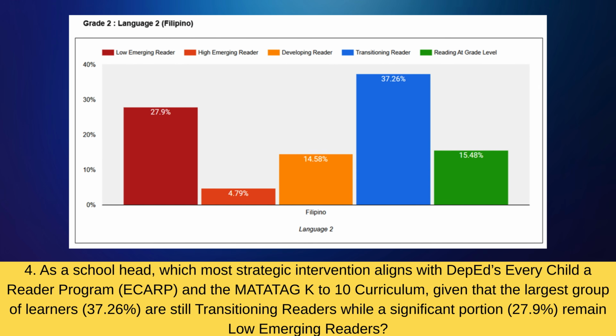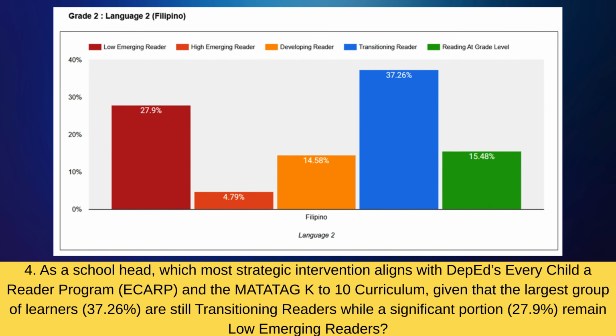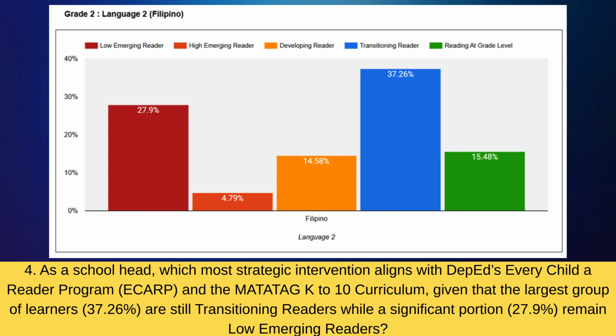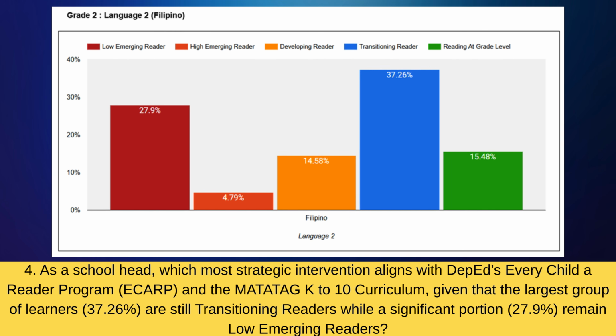As a school head, which most strategic intervention aligns with DepEd's Every Child a Reader Program, ECARP, and the MATATAG K-10 curriculum, given that the largest group of learners, 37.26%, are still transitioning readers while a significant portion, 27.9%, remain low emerging readers?